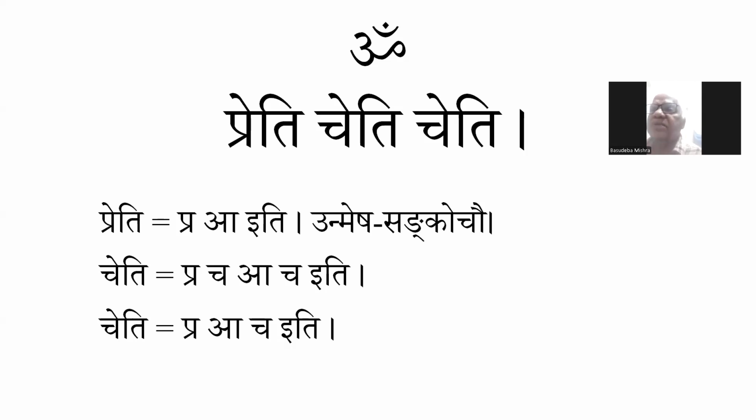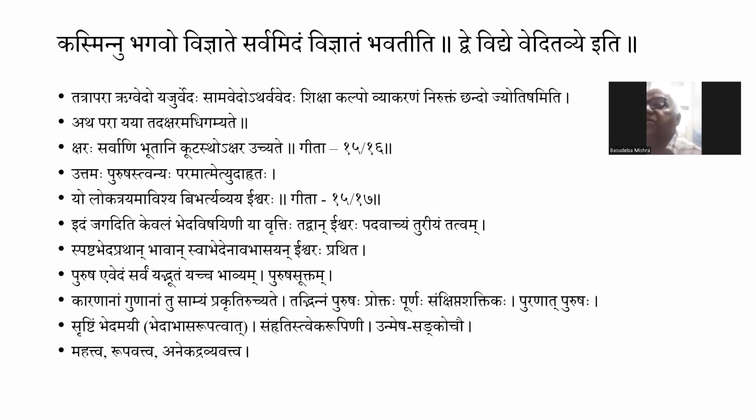Then the second slide, next. Here, the first question was asked in the Vedas: Kasminno bhagavo vijnante sarvamidam vijnantam bhavatiti. What is that knowledge by knowing which we can have knowledge about everything? Here the answer given is Dve vidya veditavya. We should know only two knowledges, two different branches of knowledge.